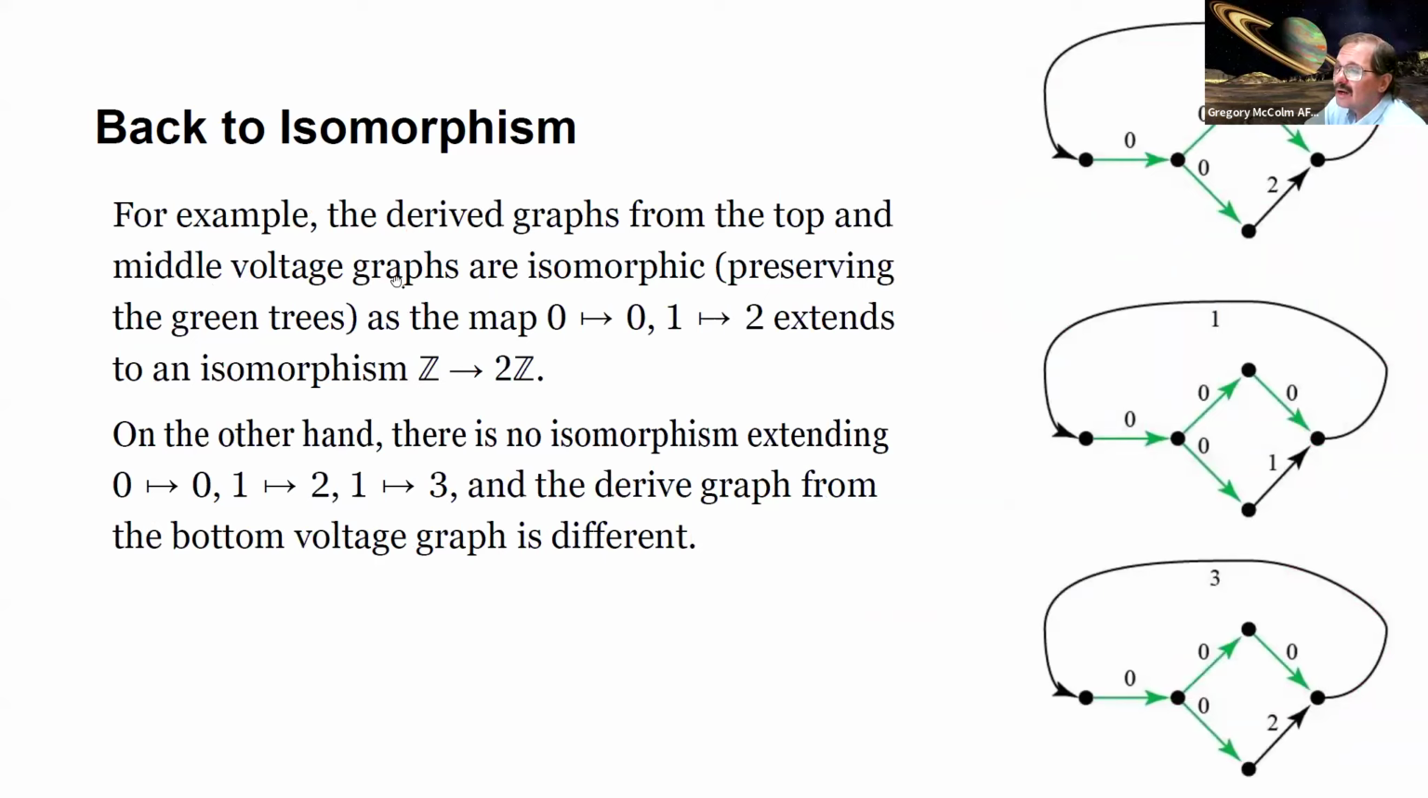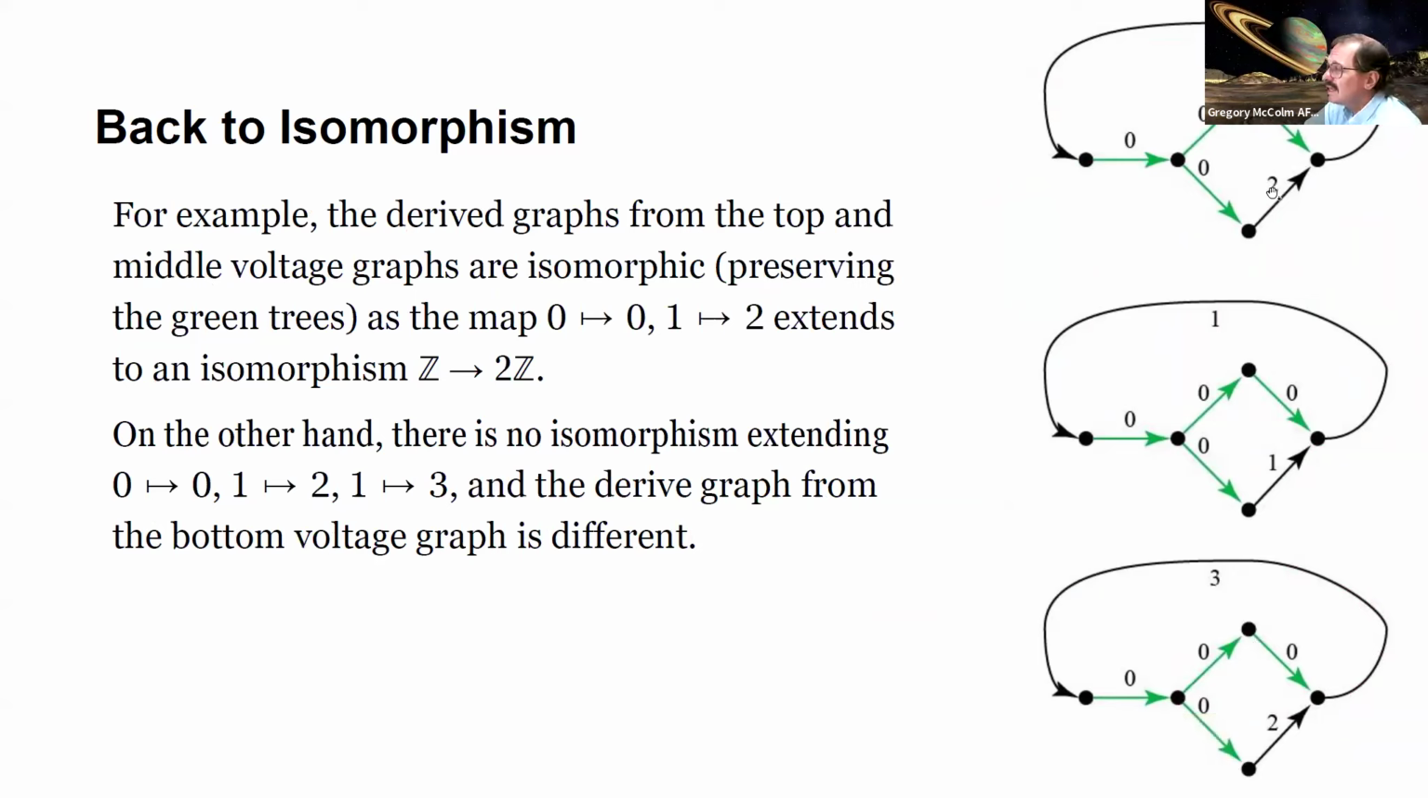Okay, so let's take a look here. That was a brief aside. I probably should skip that. Here we have three quotient graphs with the same spanning tree, but with different voltage labels.